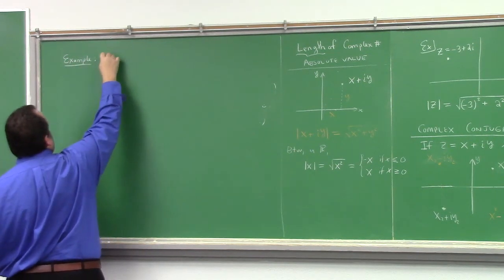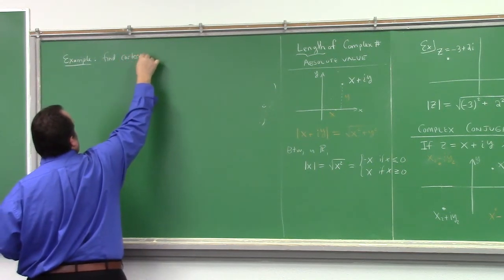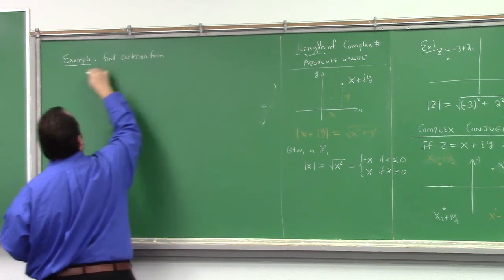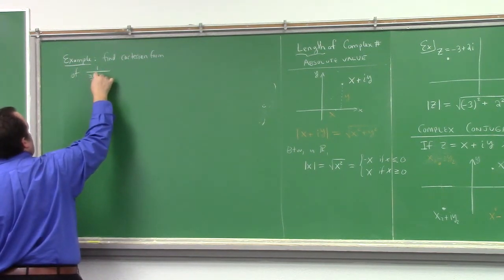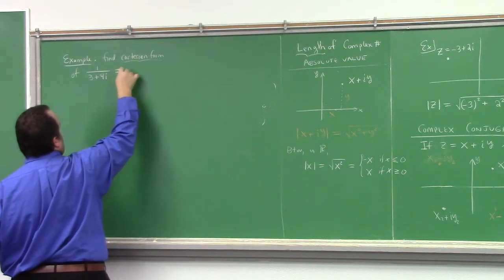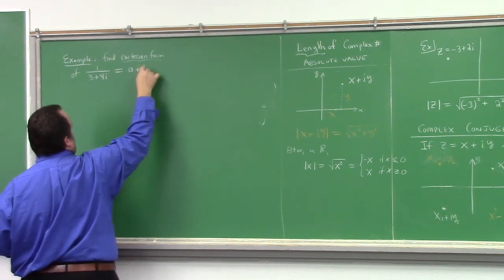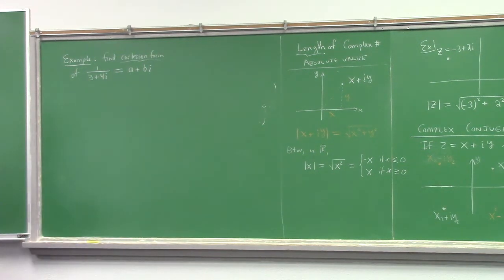So let's find the Cartesian form of 1 over 3 plus 4i. Now here, the Cartesian form of that means to put this in the form a plus bi. We have to find a and b to rewrite it like that. Okay, that's what it means to put it in Cartesian form. Hopefully before the end of the day, I'll talk to you about what we mean by the polar form of a complex number.